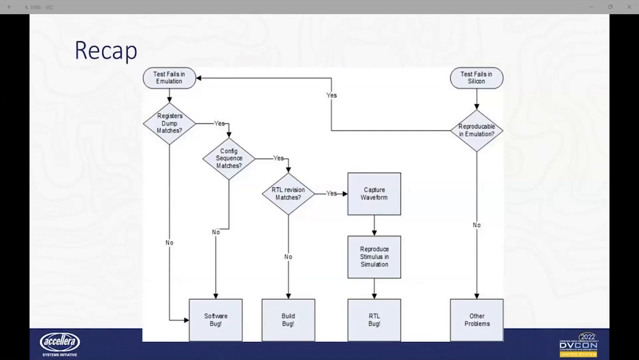This flowchart recaps my presentation. When a test fails in emulation, if there are mismatches in the register dump or the config sequence, it is a software bug. If the RTL release mismatches, it is a build bug. Everything else is an RTL bug, and you just have to reproduce the problem in simulation to get it fixed.